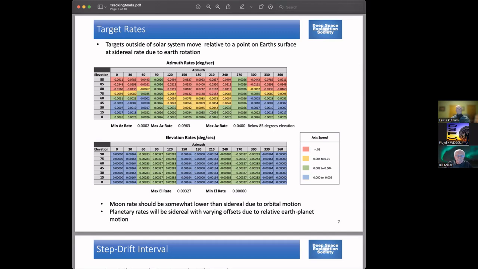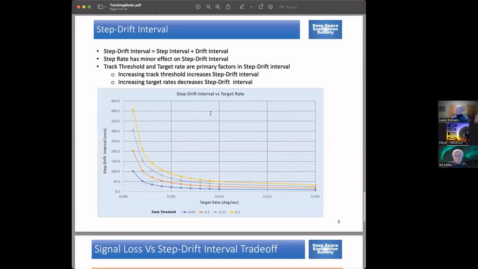Planetary rates are most likely fairly close to sidereal, but it's going to vary because of the relative position of the Earth and whatever planet you're interested in. So I didn't try to characterize what they're really going to be. Right now, I think the only planet we're talking about tracking is Venus. And some analysis has already been done about rates around the time that the EVE will be attempted. So that's the rates that we would expect to encounter.